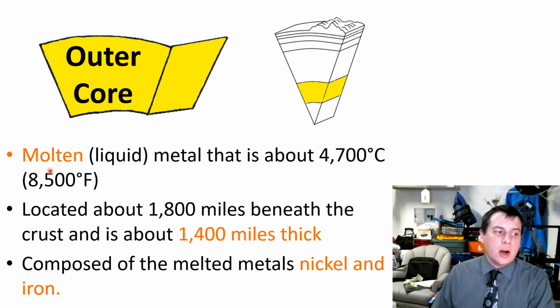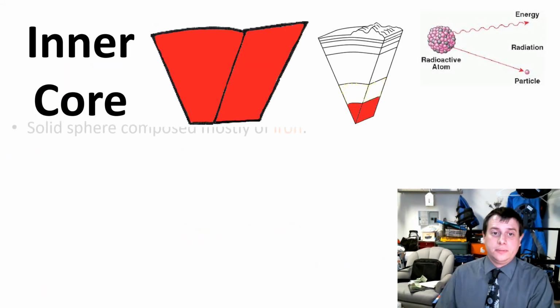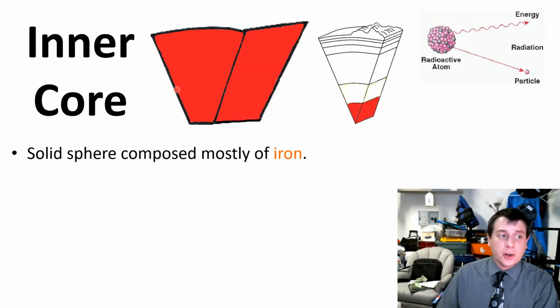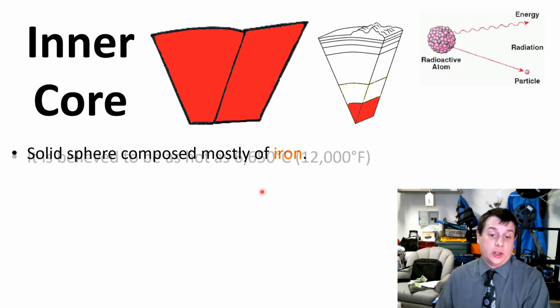I want to note that it is liquid. It is fully liquid. So this is about the consistency of pancake syrup, but it is a liquid. It will flow, all right? However, the inner core, the centermost part, is actually a solid sphere composed mostly of iron.